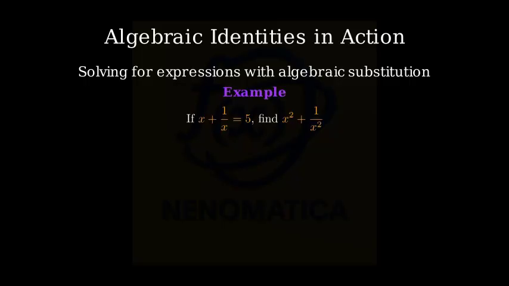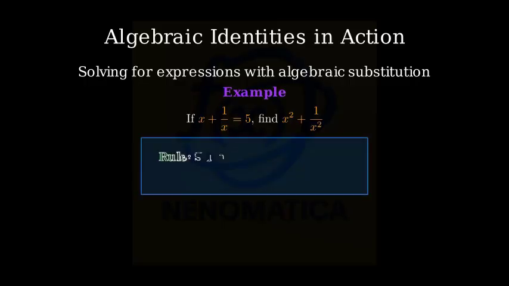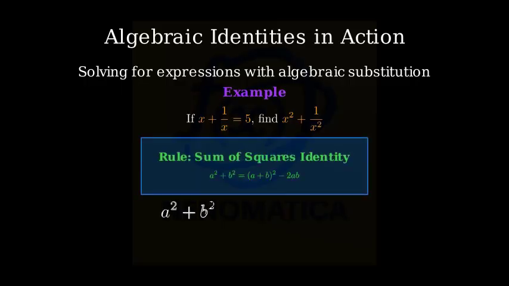Given the condition that x plus 1 over x equals 5, we need to find the value of x squared plus 1 over x squared. To solve this problem, we'll use an algebraic identity. The identity states that a squared plus b squared equals the square of their sum minus twice their product. We can write it as a squared plus b squared equals (a plus b) squared minus 2ab.